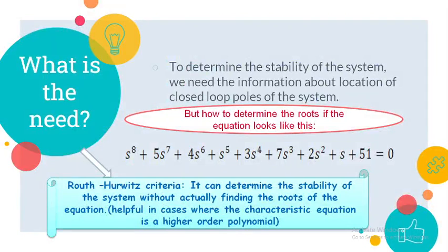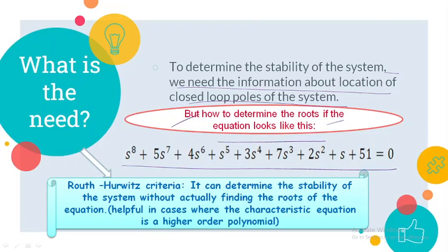To determine the stability of the system, we need the information about the location of the closed loop poles of the system. That's pretty clear. But how can you determine the roots if the equation looks something like this? Like if you are given a very high order equation, as you can see over here.